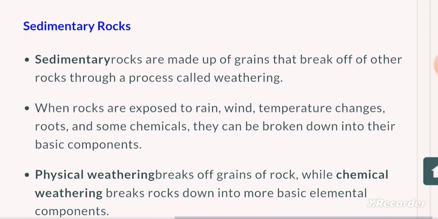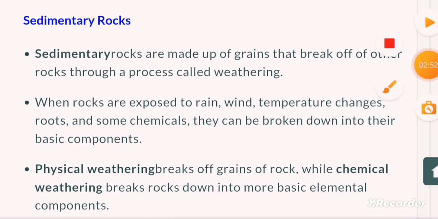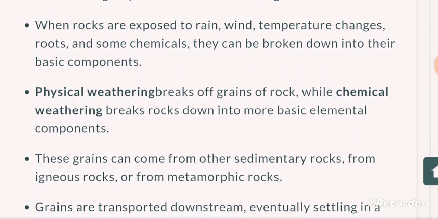Now the second type is the sedimentary rocks. Sedimentary rocks are made up of grains that break off other rocks through a process called weathering. When rocks are exposed to rain, wind, temperature changes, roots and some chemicals, they can be broken into their basic components. Physical weathering breaks off grains of rock, while chemical weathering breaks rocks down into more basic elements and compounds. So there are two types of weathering in the formation of sedimentary rock, physical weathering and chemical weathering.